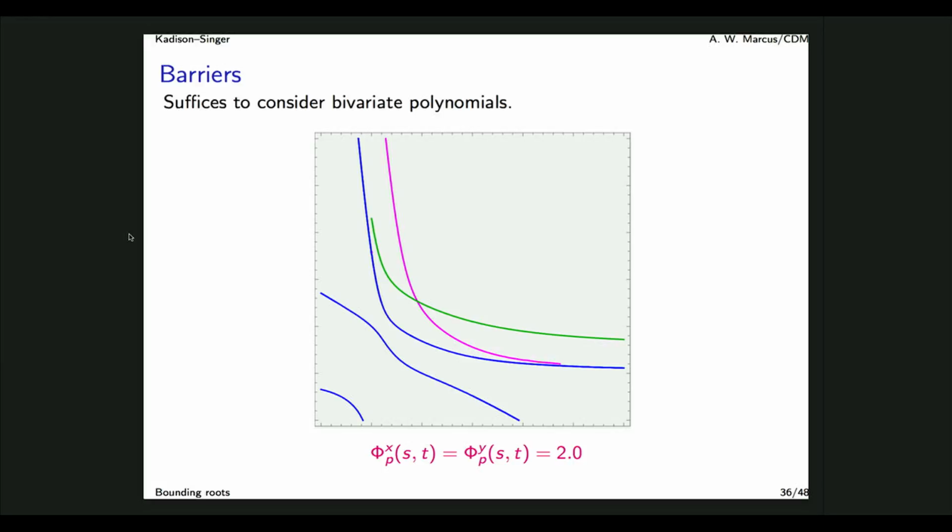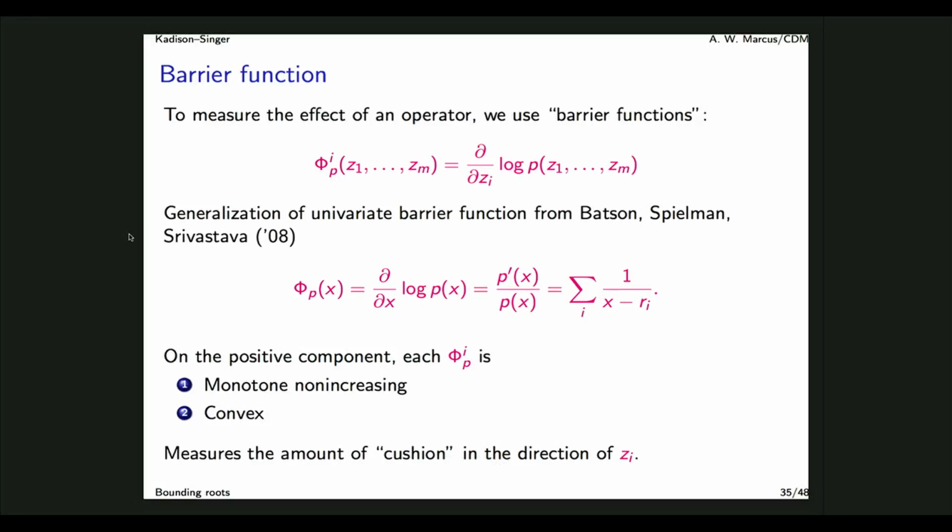So I should mention that it suffices to consider bivariate polynomials. That's because essentially when one of these variables is changing, and we're looking at what happens to the barrier function in another variable, you can consider all of the other variables that aren't involved to be constant. So essentially, if we can understand what's happening on bivariate polynomials, we'll understand what's happening to all of these.